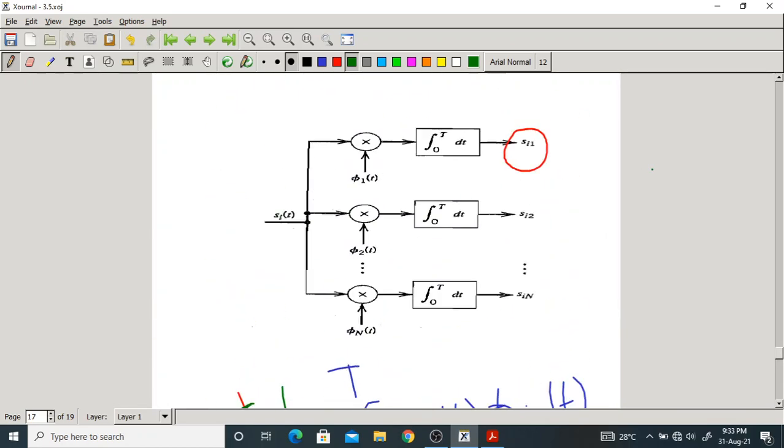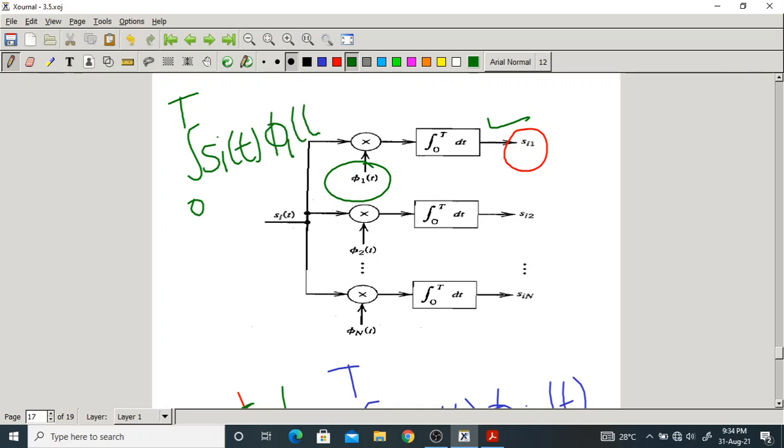Okay. Now this is the analyzer. So how to get Si1? Si of t is multiplied by phi 1 of t, and this product is integrated over 0 to T. So here we have an integrator from 0 to T. What is being integrated? Si of t into phi 1 of t dt. Obviously this will be equal to Si1. Here, Si of t into phi 2 of t integrated over 0 to T gives Si2, and so on up to Sin. It is called the analyzer.